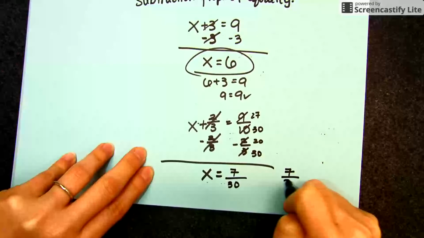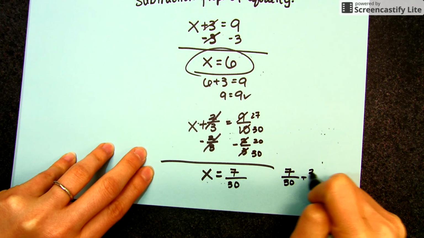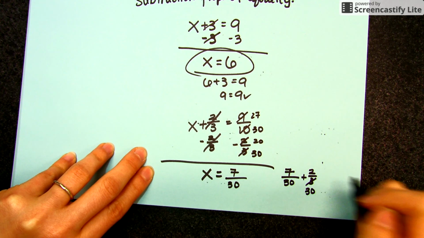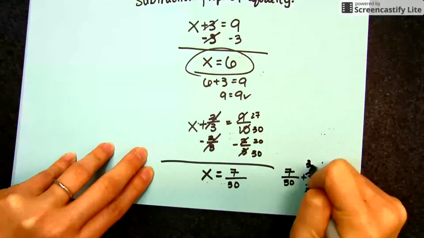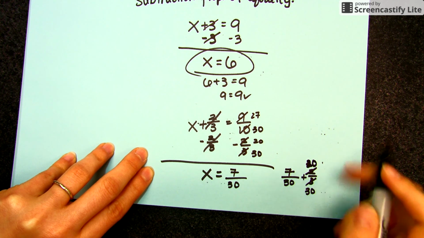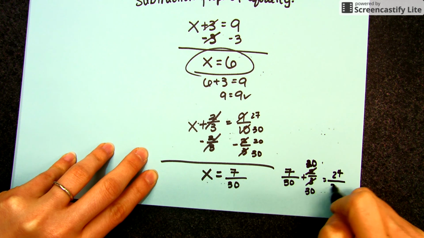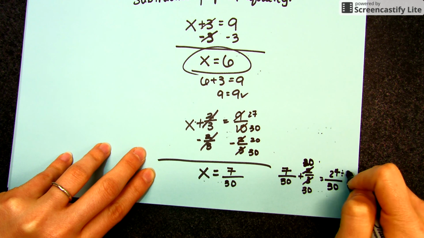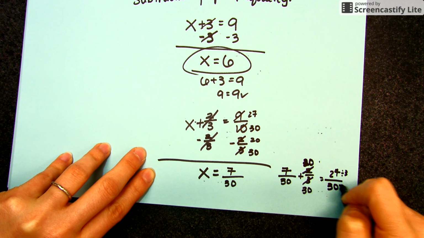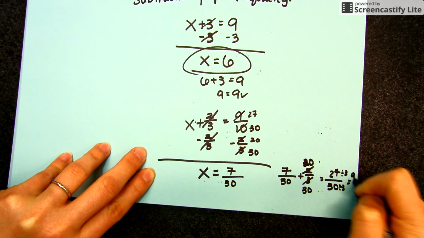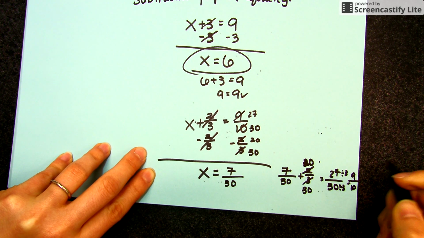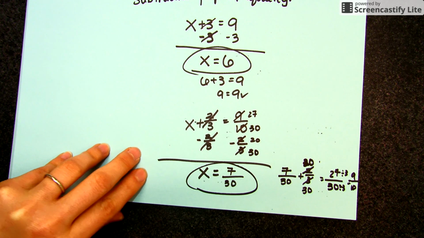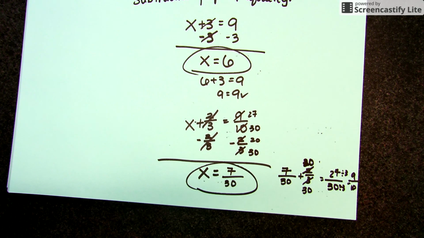Okay, double check your work. So I'm going to double check here on the side. I'm going to plug in wherever I see x, I'm going to plug in 7 over 30, because that's what I solved, plus 2/3. I'm going to change 3 to 30, so that means 2 becomes 20, 7 plus 20 is 27 over 30. Let's simplify. 27 over 30 is divisible by 3. 27 divided by 3 is 9. 30 divided by 3 is 10. So that gives 9 over 10, and that's correct. So the answer is 7 over 30.